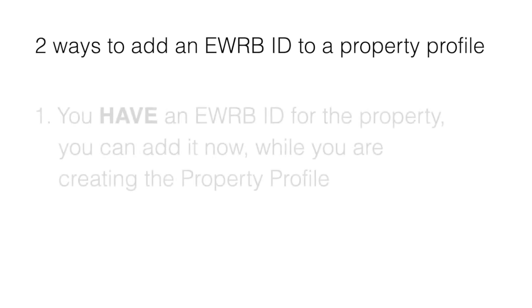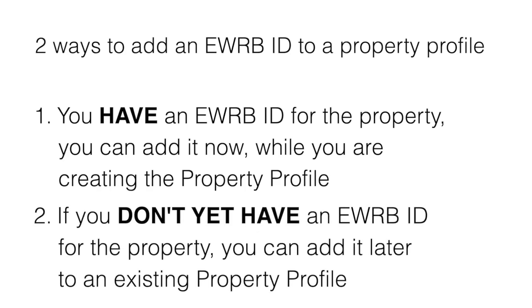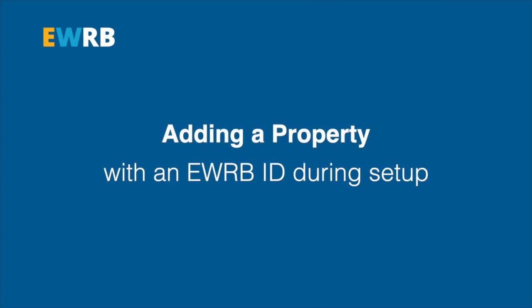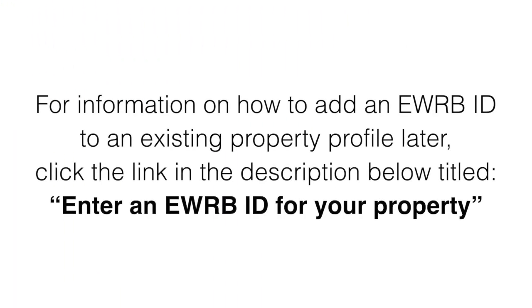There are 2 ways to add an EWRB ID to a property profile. 1. If you have an EWRB ID for the property, you can add it now while you are creating the property profile. 2. If you don't yet have an EWRB ID for the property, you can add it later to an existing property profile. This video will cover how to add the EWRB ID during the property profile setup. For more information on how to add an EWRB ID to an existing property profile later, click the link in the description below titled Enter an EWRB ID for your property.